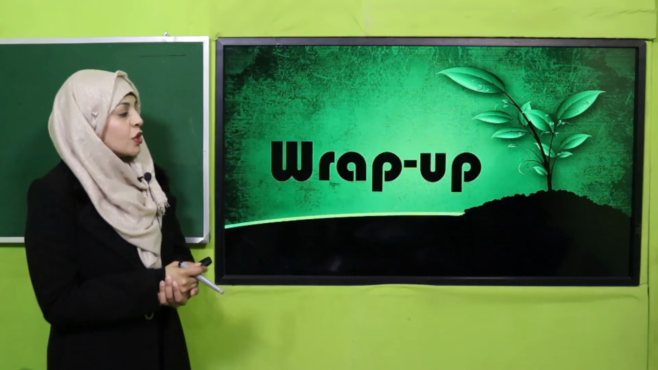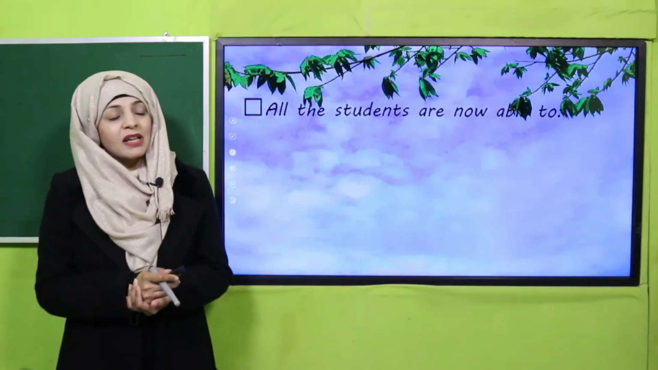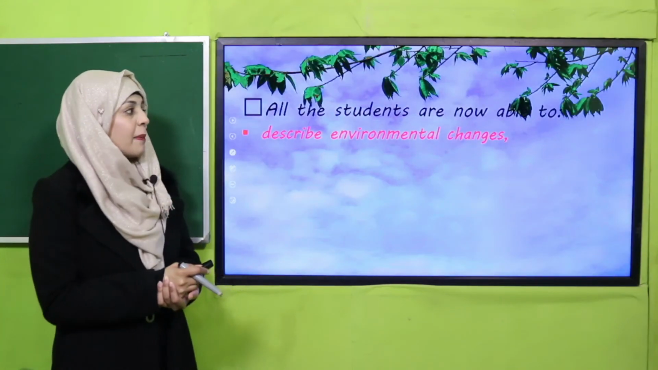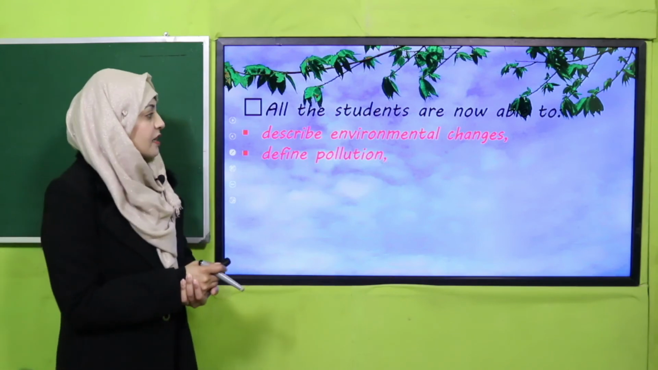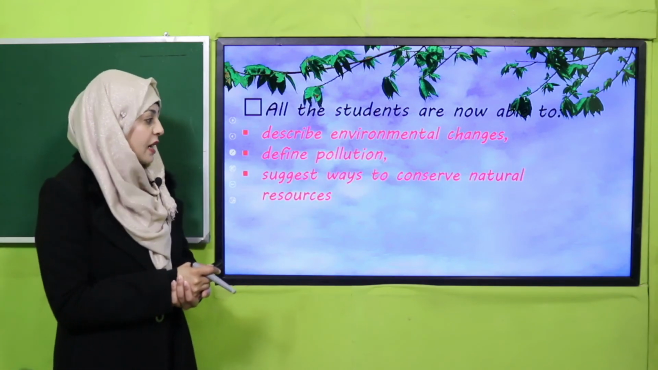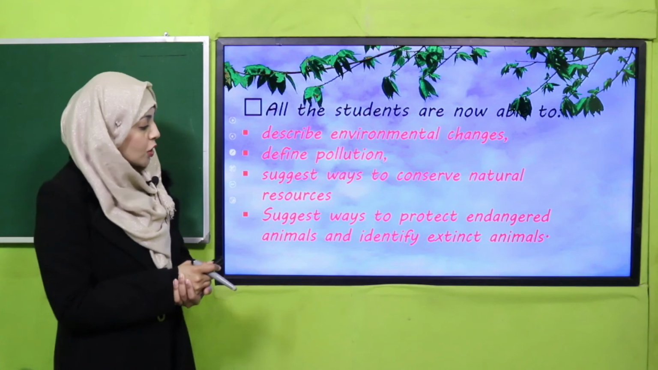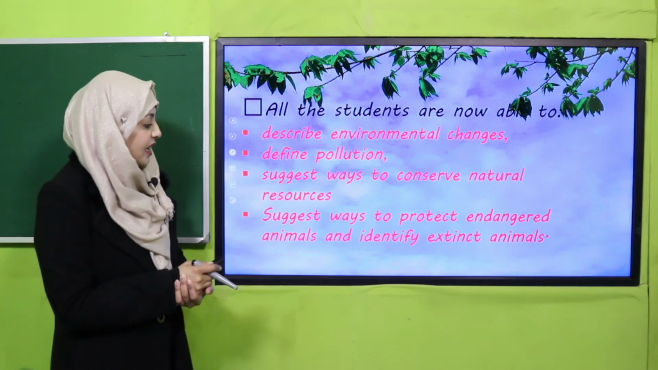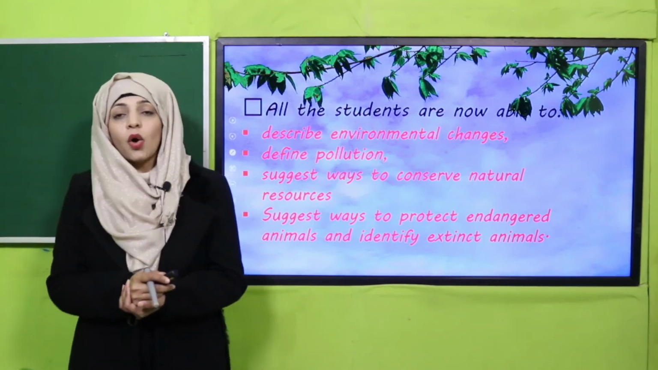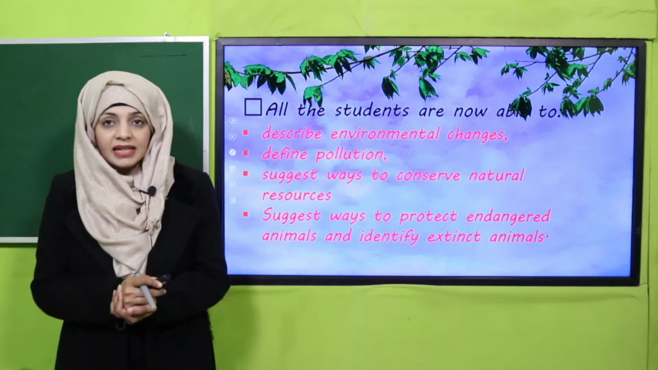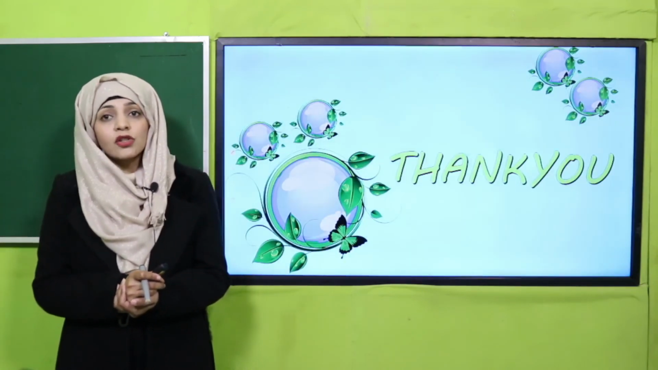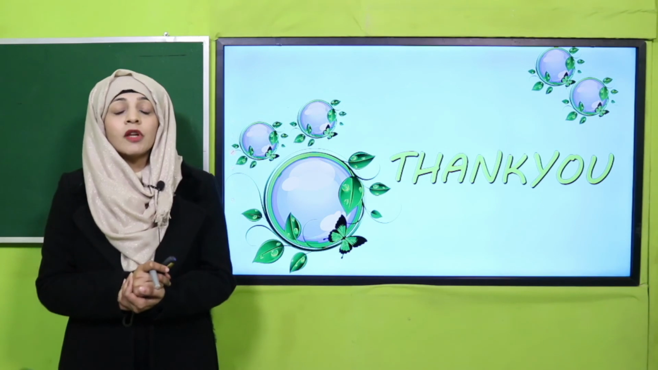So my dear students, now is the time for wrap up. All my students are now able to describe environmental changes, define pollution, suggest ways to conserve natural resources, and you are also now able to suggest ways to protect endangered animals, and identify extinct animals. I hope you have thoroughly enjoyed this unit and you have learned a lot of things from it.